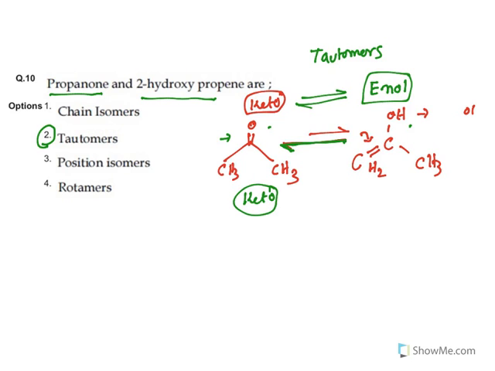Now remaining things, see chain isomers, you know butane, CH3, CH2, CH2, CH3. Butane can exist in this form or it can be like this.